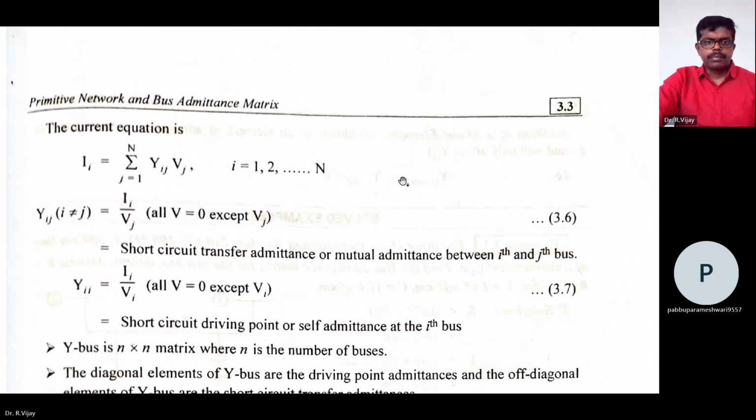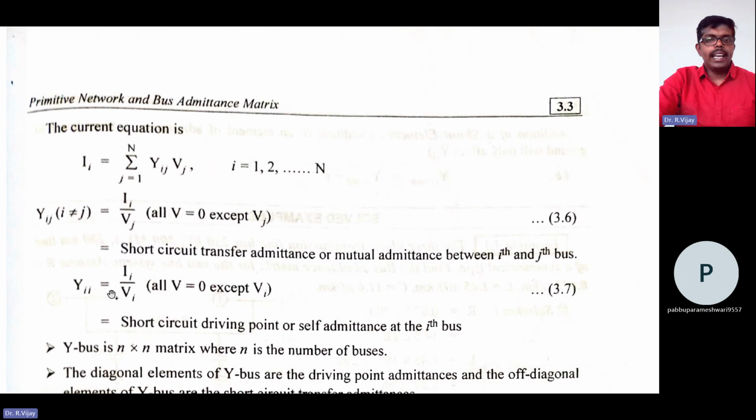From the current equation, Ii is nothing but the summation over j equal to 1 to n of Yij into Vj, which we already formulated at the start. If i is not equal to j, then Yij is equal to Ii divided by Vj for all V equal to 0 except Vj. That is the short circuit transfer admittance or mutual admittance between i and j.